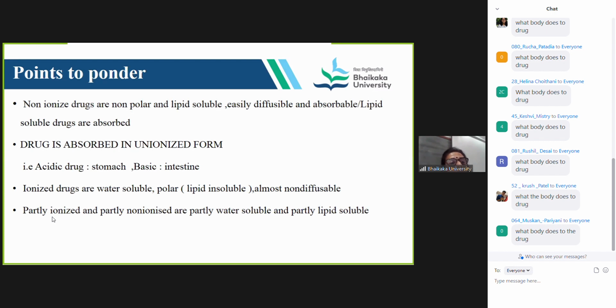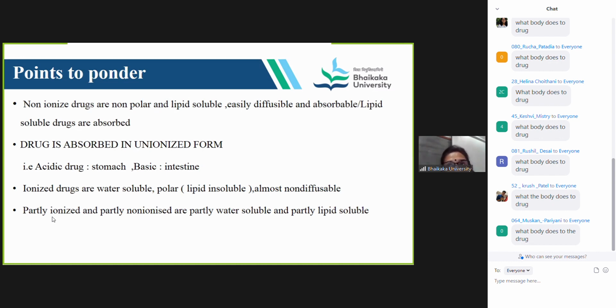So lipid soluble drugs are absorbed. Drug is absorbed in unionized form. Unionized form means the drug has its own characteristics in terms of being acidic or basic. Certain drugs come under the classification of acidic drugs and certain drugs come under the classification of basic drugs. Now you have to apply the above statement here. For example, for an acidic drug, I would say aspirin. You all know the name of that drug. Aspirin is an acidic drug.